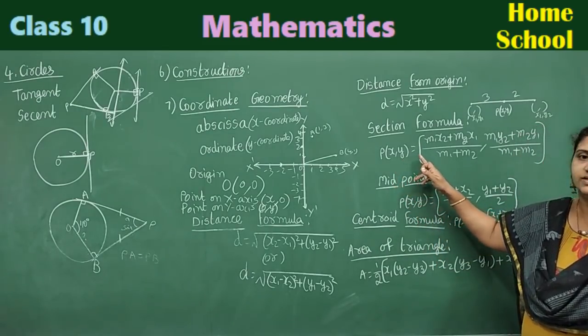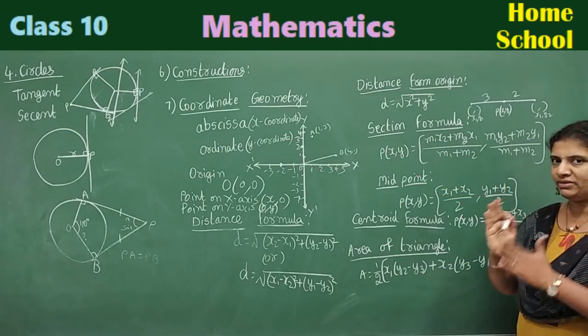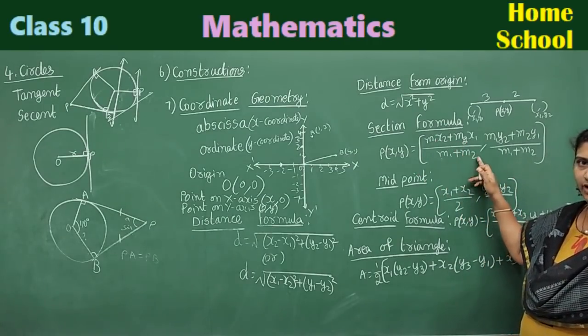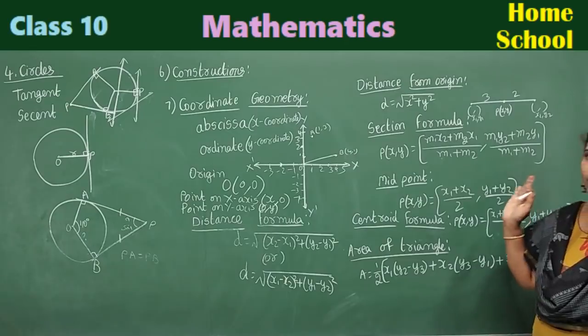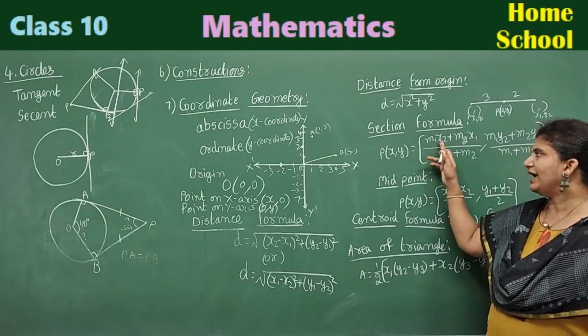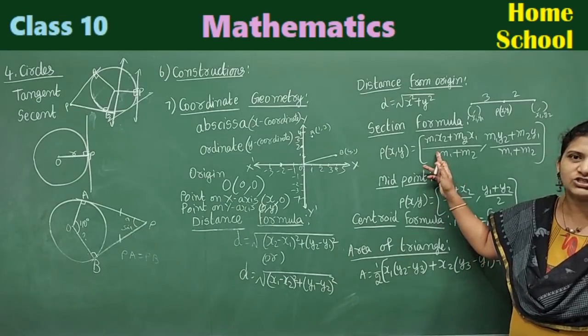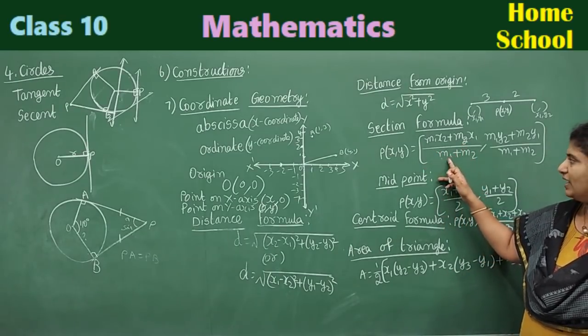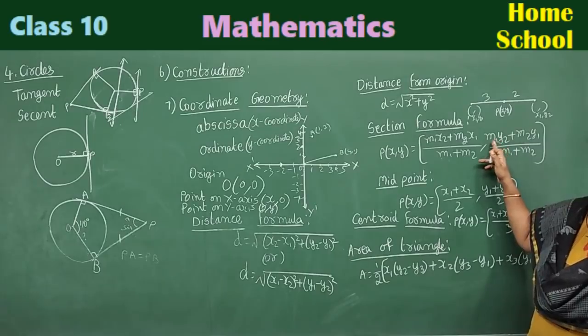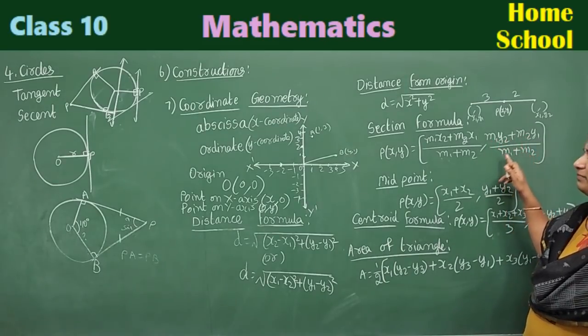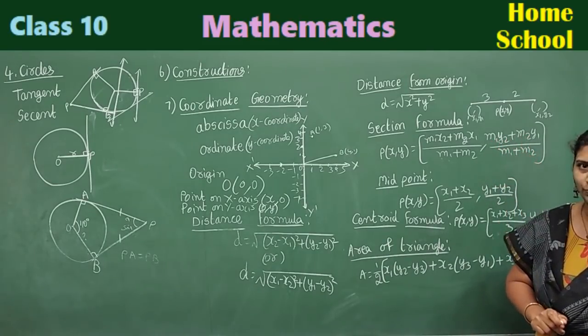P(x, y) is equal to, easy to remember, children, m1 m2, m1 m2. What you need to remember here? x2 x1, y2 y1. Okay, (m1 x2 plus m2 x1) by (m1 plus m2), (m1 y2 plus m2 y1) by (m1 plus m2).